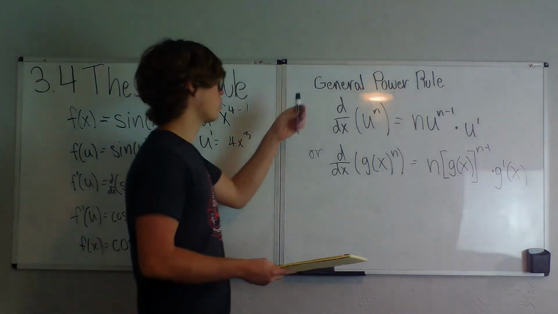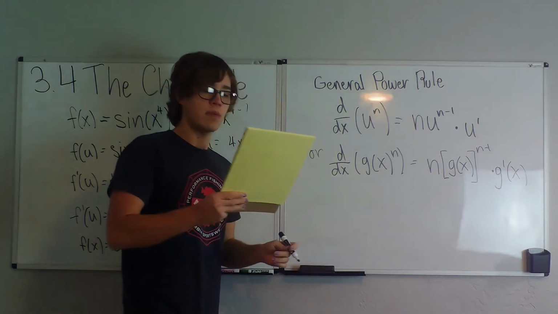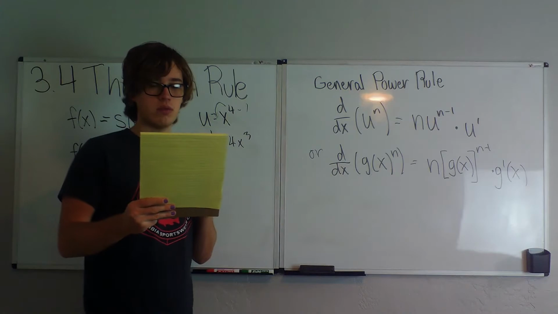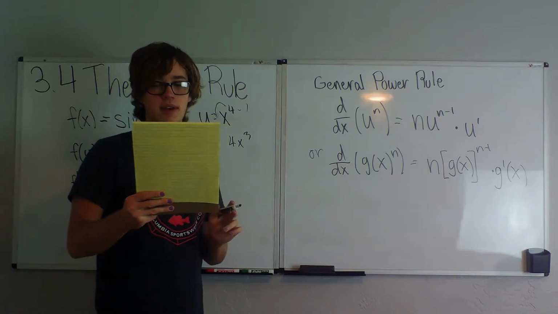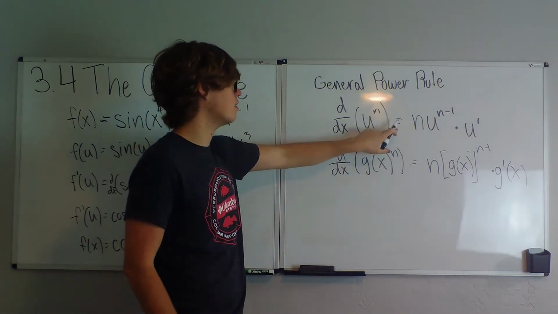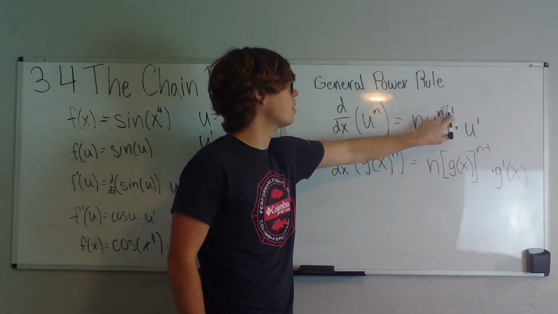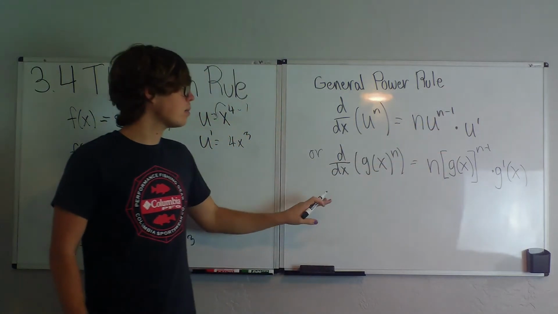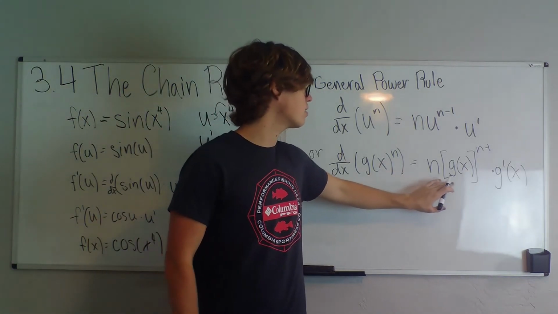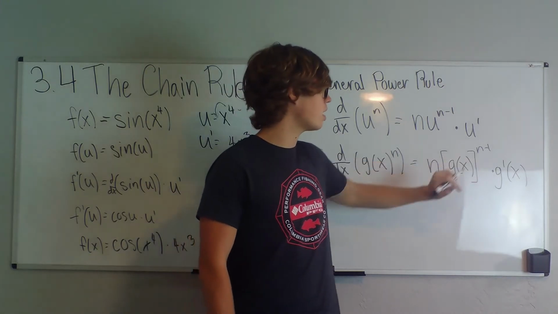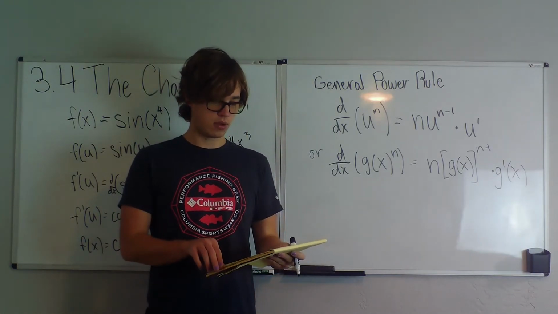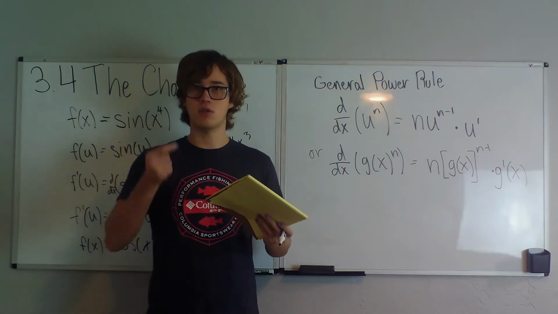Now we're going on to the general power rule, and it states, if n is any real number, and u is equal to g of x, and g of x is differentiable, then d dx of u to the n is equal to n times u to the n minus 1 times u prime. And that's the same thing as saying the derivative of g of x to the n is equal to n times g of x to the n minus 1 power times g prime of x. So that's our general power rule. And if you can get that down, usually you can get through those questions pretty quick.